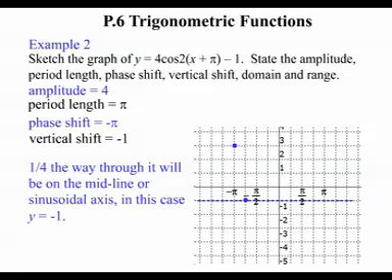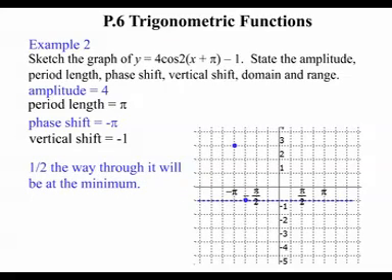Then your next point again is going to go to your next tick mark over, which will be negative pi over 2, and we will be at our minimum value, and we're halfway through. Okay, our next point over, one more tick mark over, and we're back at the midline.